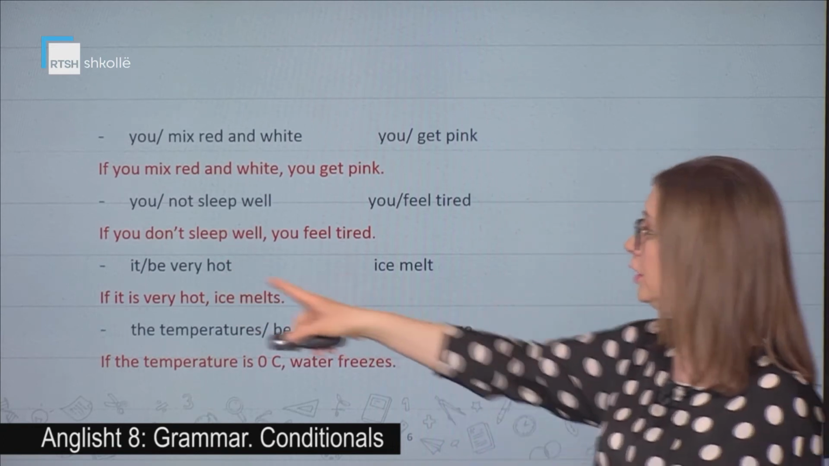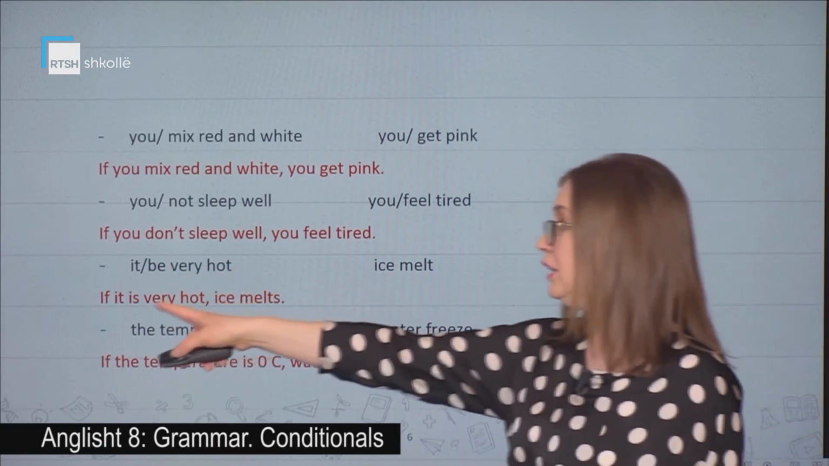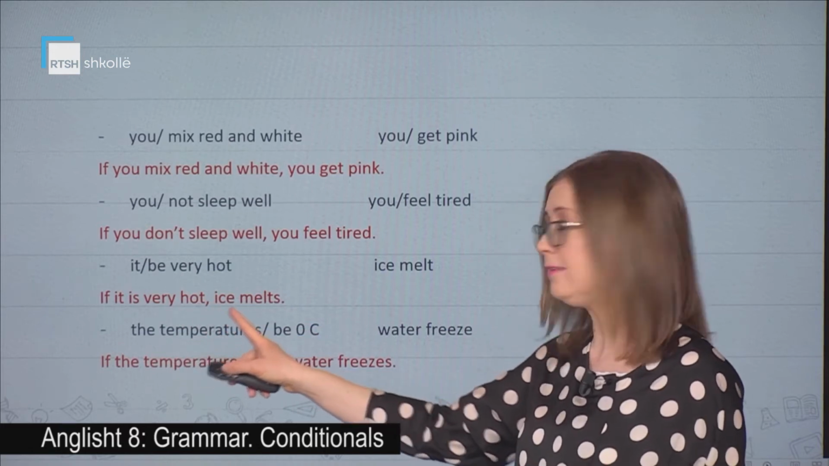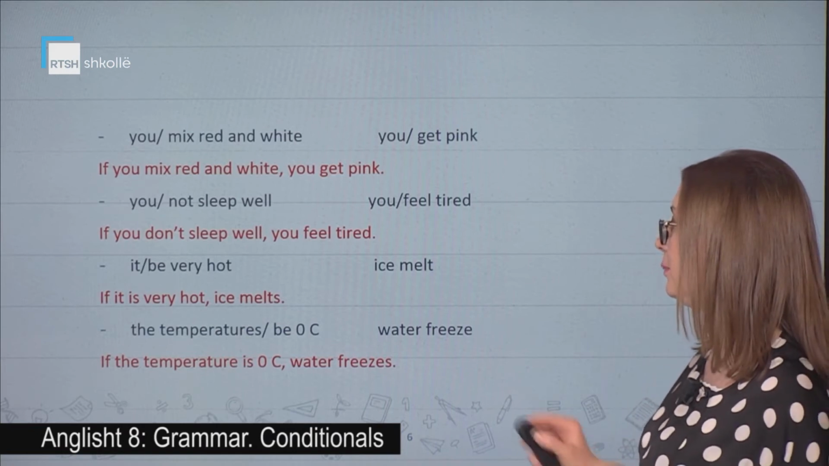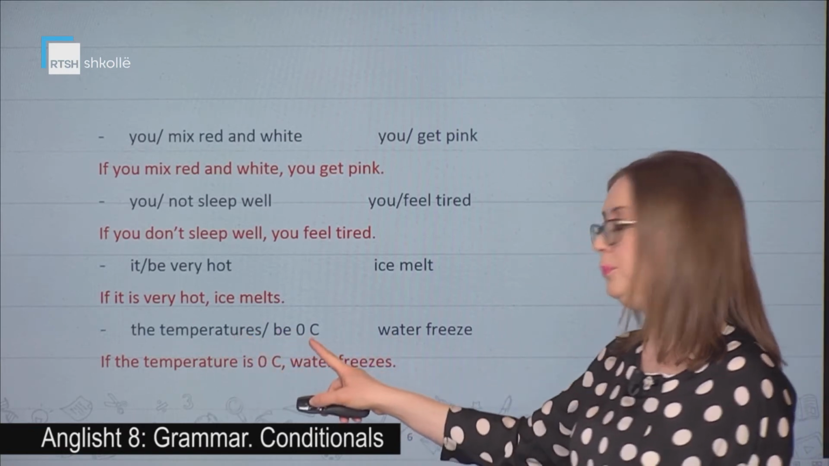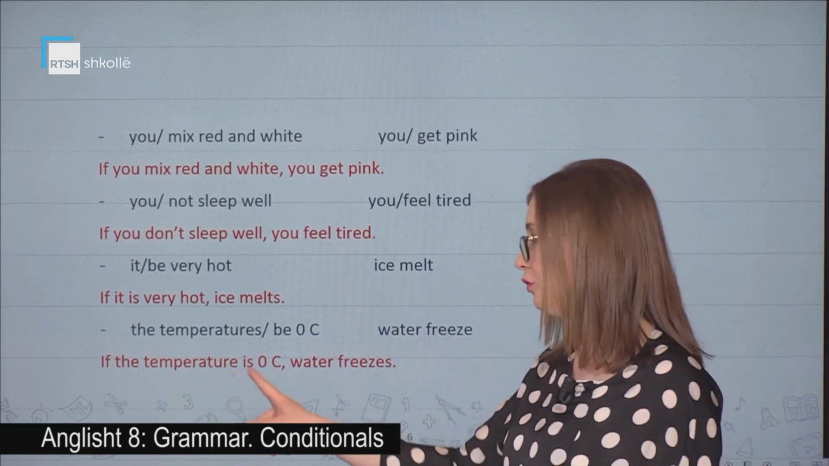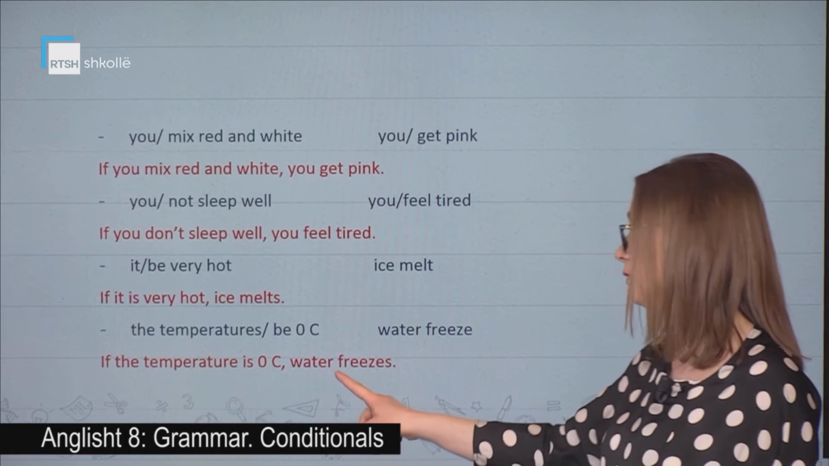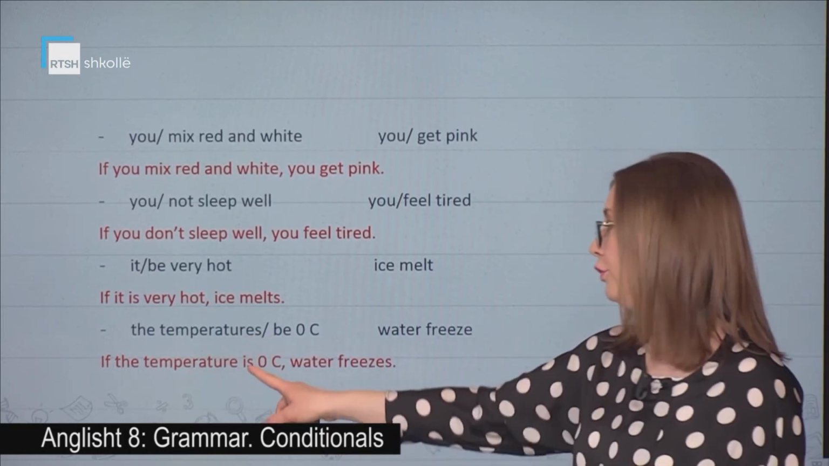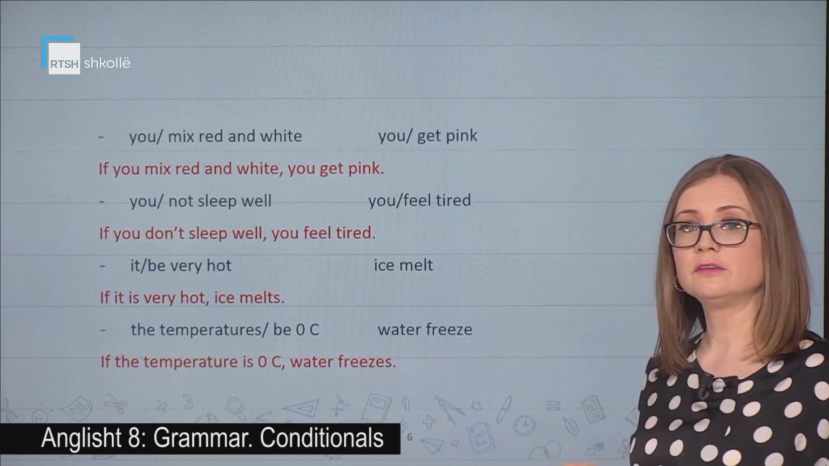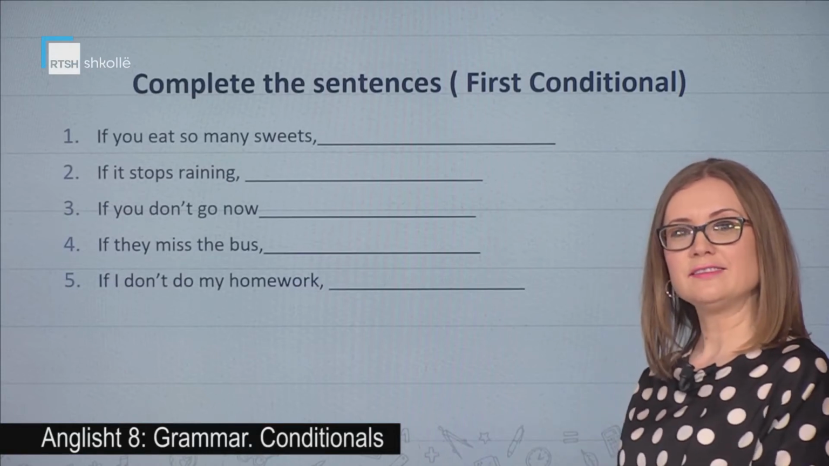Be careful. It be very hot, ice melt. If it is very hot, ice melts. Again, we have the two verbs in the present simple. The temperature be 0 degrees Celsius, water freeze. If the temperature is 0 degrees Celsius, water freezes. So again, we have the verbs in the present simple. So let's continue with the next exercise.